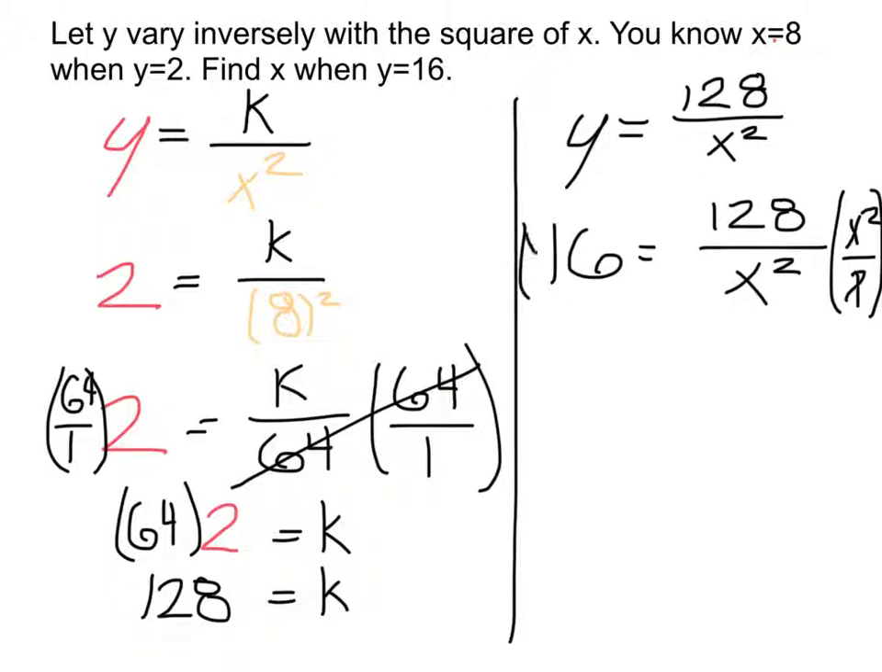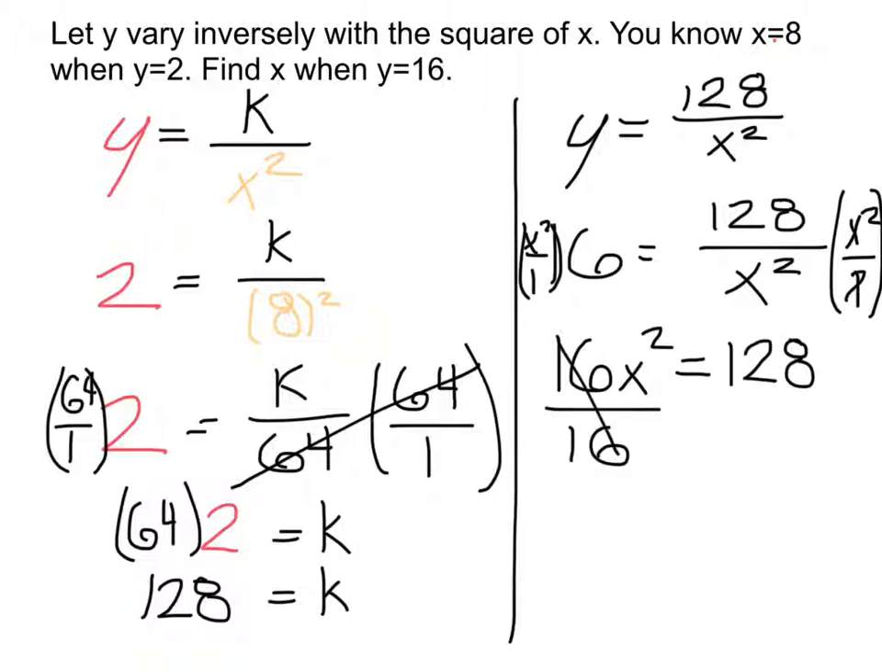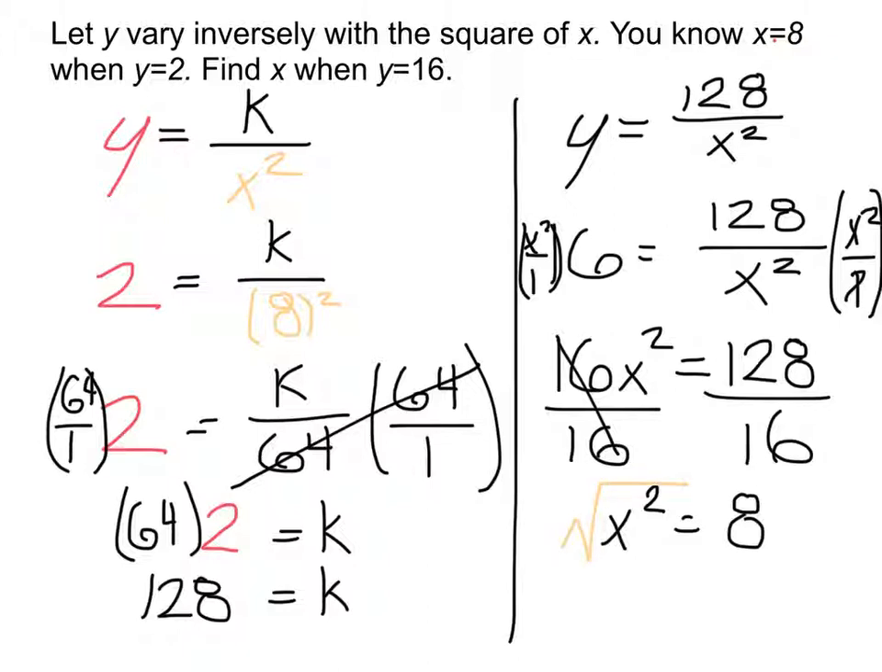I'm going to do the same thing over here, x squared over 1. And I'm going to get out 16 x squared equal to 128. Okay, I'm going to divide both sides by 16 now. 16 goes into 128 8 times, so now I have x squared is equal to 8. And then I can just take the square root of both sides. And we're going to get x equal to positive or negative square root of 8. It's perfectly fine to leave your answer in square root form.